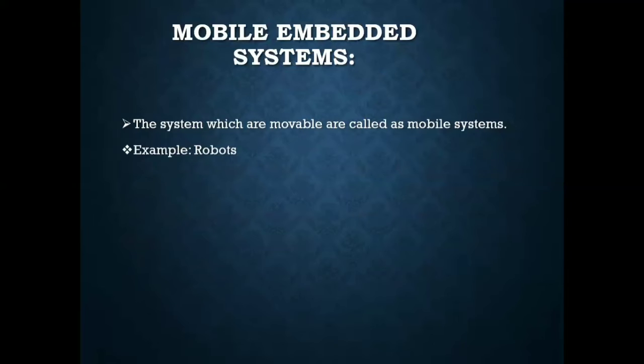Mobile embedded system. Portable embedded devices like mobiles, cellular mobiles, digital cameras, MP3 players, digital personal assistants, etc. are examples of mobile embedded systems. The basic limitation for these devices is memory and other resources. A system which is movable is called a mobile system. An example is a robot.